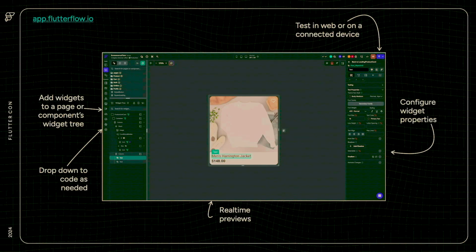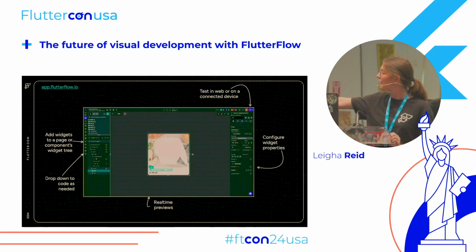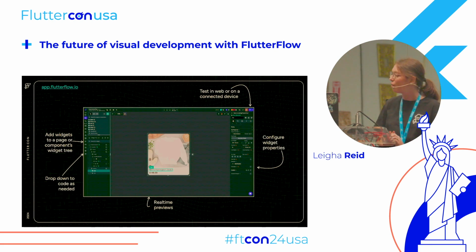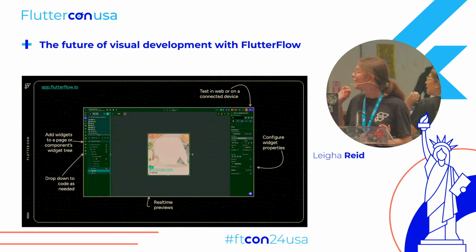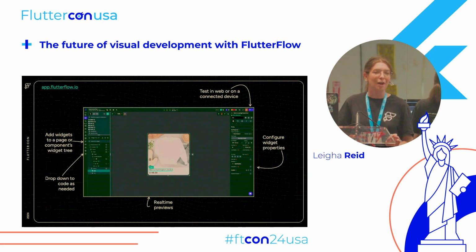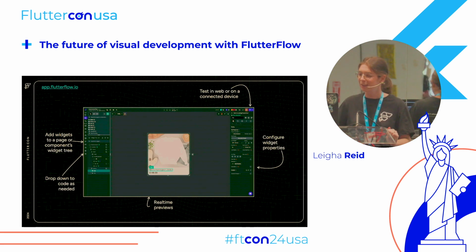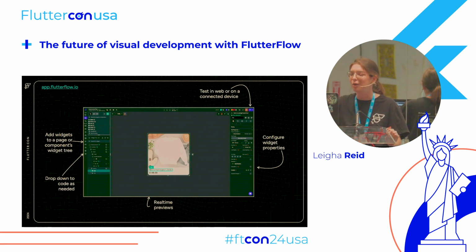So FlutterFlow is a visual development platform for building Flutter apps. You can add widgets to your widget tree of a page or a component on the left-hand side. You can drop down to custom code as needed, so you have the flexibility of writing code with the ease of use of a visual platform. You can see real-time previews as you're developing, and you can configure properties of your widgets over on the right-hand side. And then when you're ready to test or run your app, you can run it in web, or you can connect to a wireless device or run it on a simulator. So you have everything you need to build a great, powerful Flutter app.